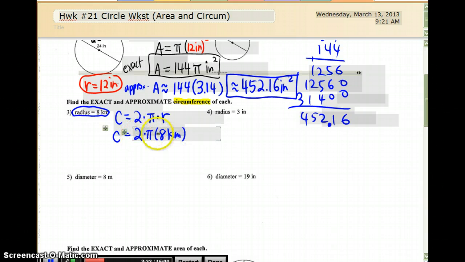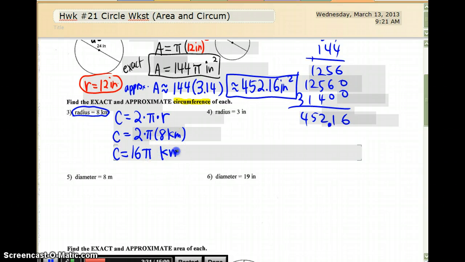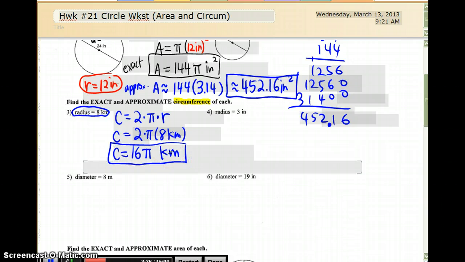So circumference is equal to 2 times pi times 8 kilometers. If I double 8, so 2 times 8, that makes 16. So the circumference is exactly 16 pi and just kilometers. Because I'm not squaring anything, my kilometers will not be squared. This is your exact answer.